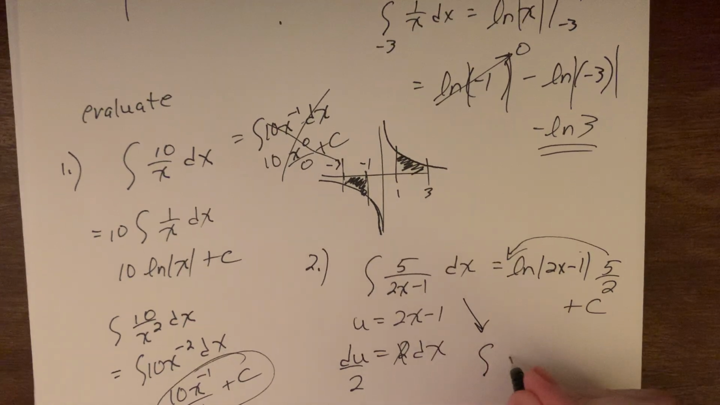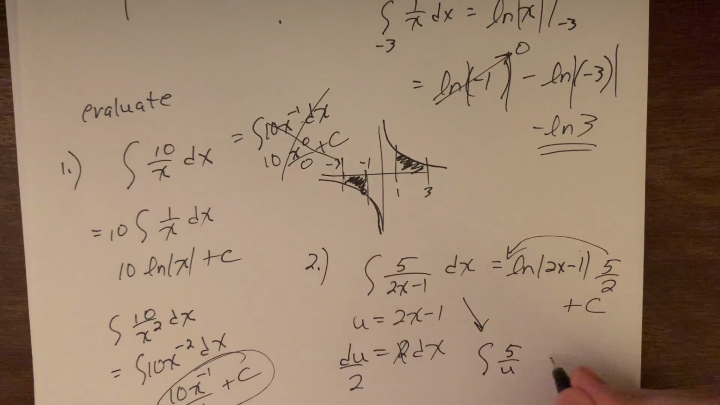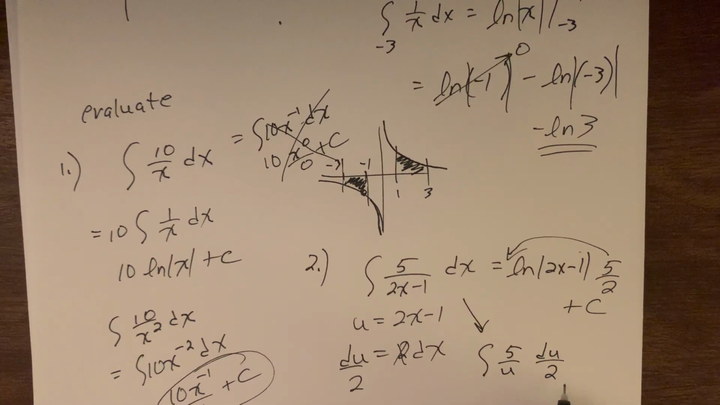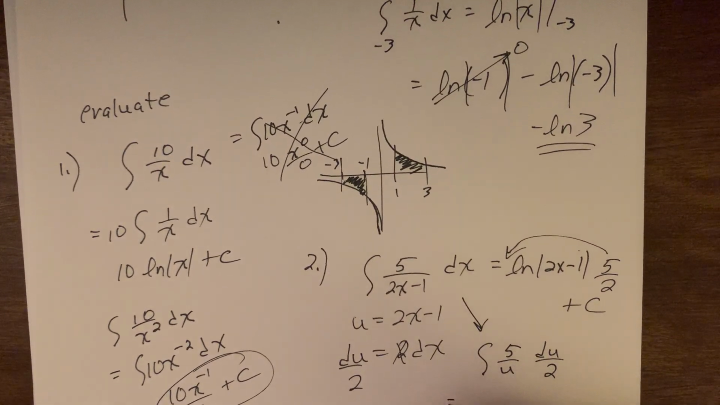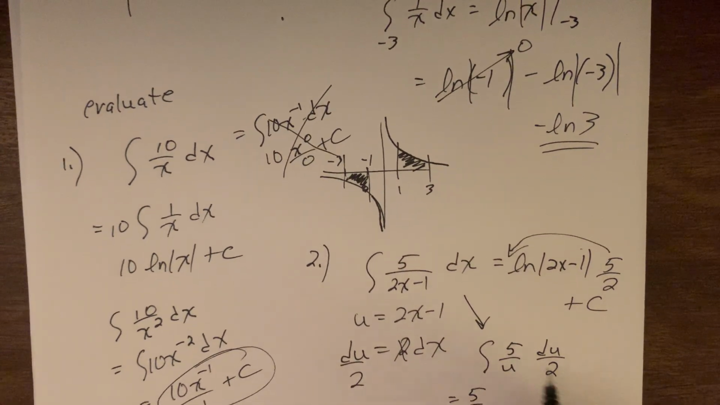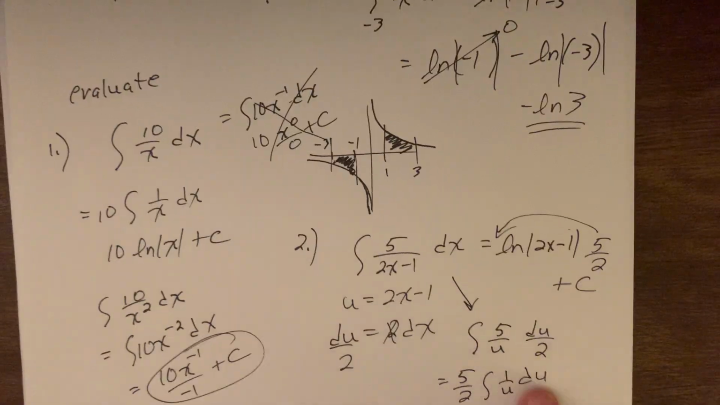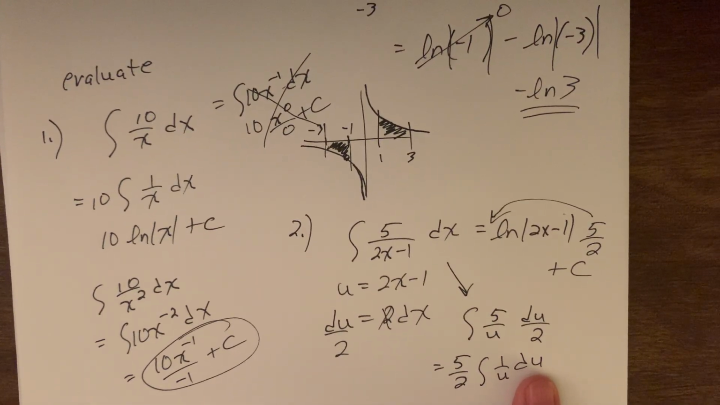My integral would be 5 over u, du over 2. There are no x's. The 5 and the 2, I could kick that out in front. Just again, keep track, 5 in the numerator, 2 in the denominator. And I'm left with 1 over u du.